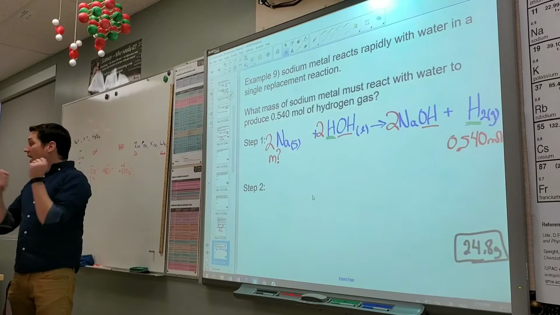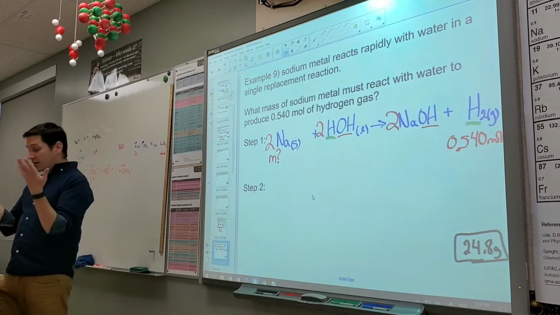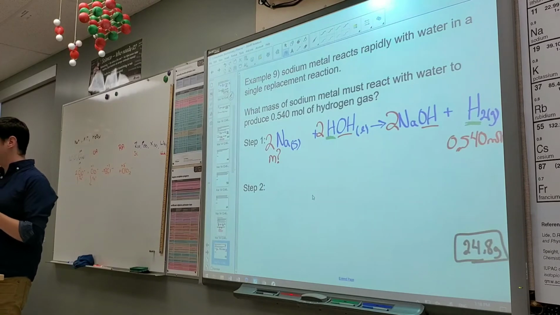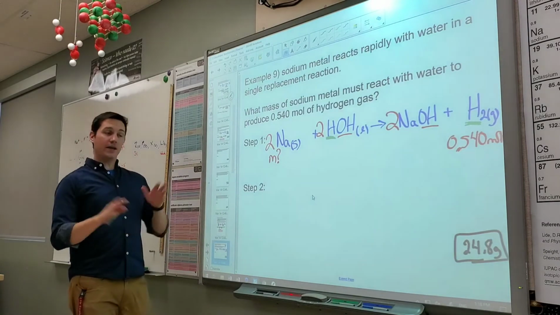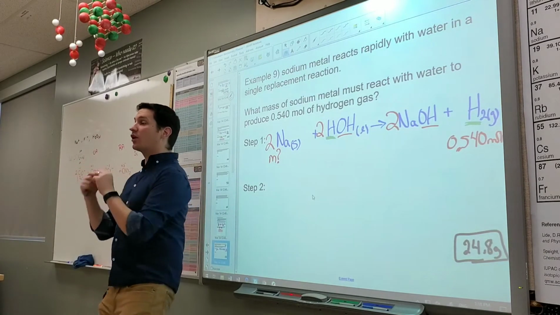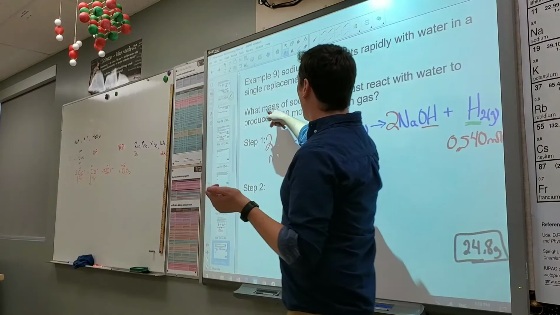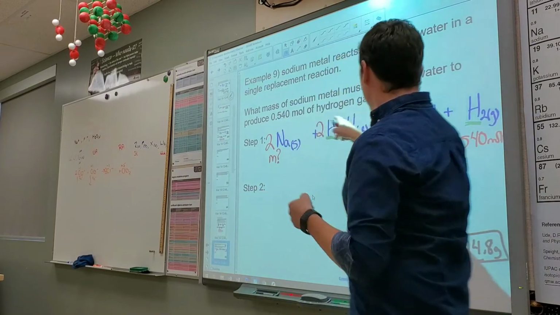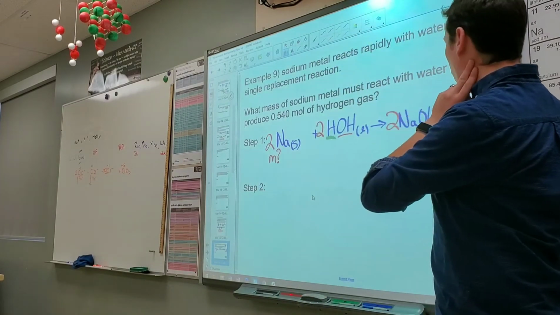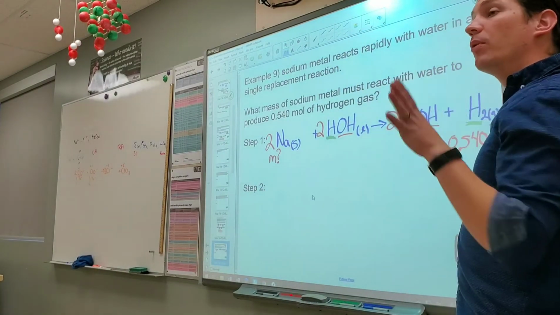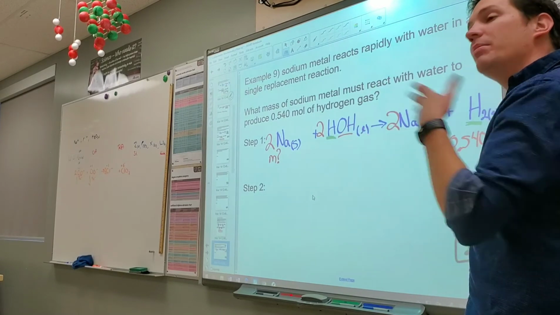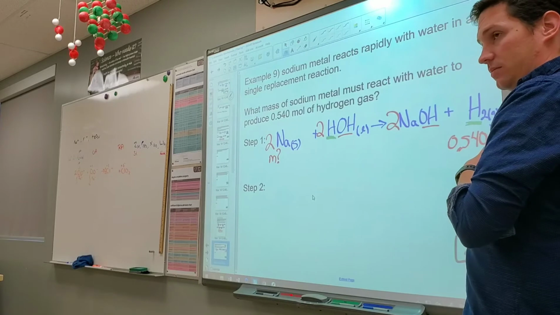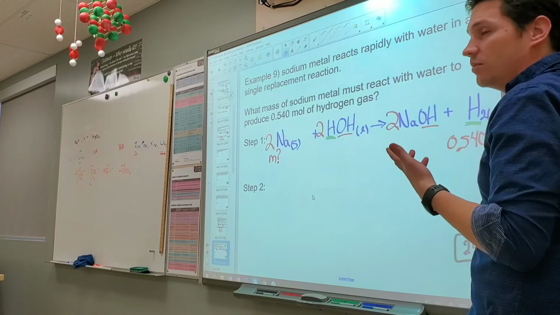So, when I read through the question, can you confirm for me you only really see two pieces of information? Right? Okay, so I see two in the question. I see what mass, so we're looking for mass, if we produce 0.540 moles of hydrogen gas. But we're missing something here, right? Not missing something, we're just not seeing it yet. What are we not seeing? We're not seeing the molar ratio.